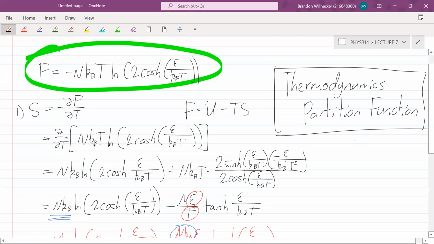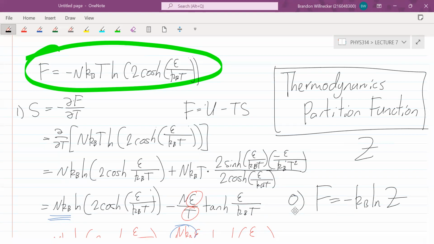Okay. And then you'll see on Wikipedia, it's usually given by Z. So you calculate that function Z, and then the free energy is minus k_B natural log of Z. And then from that, this is step 0. And then from your step 0, you go into your step 1, 2, 3, like we did with this problem. Okay, so it's just a little bit more to do.